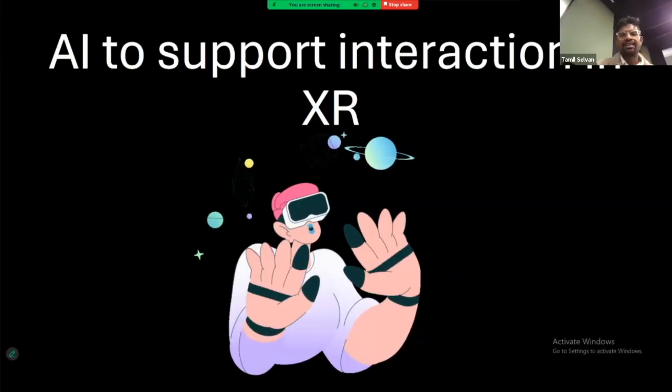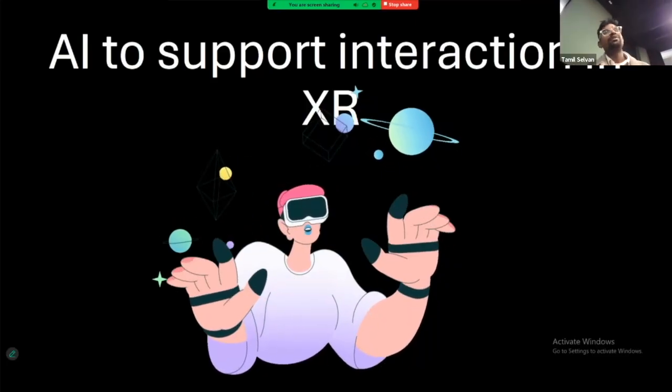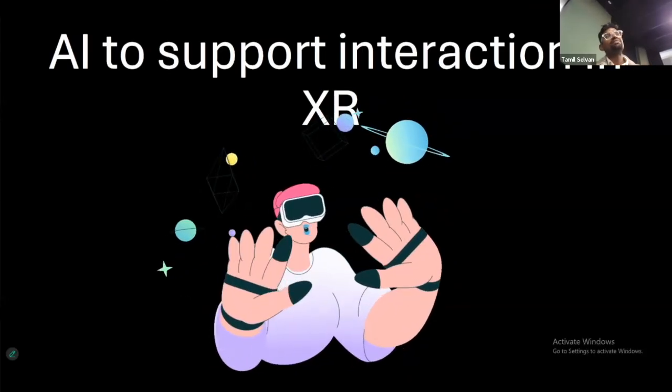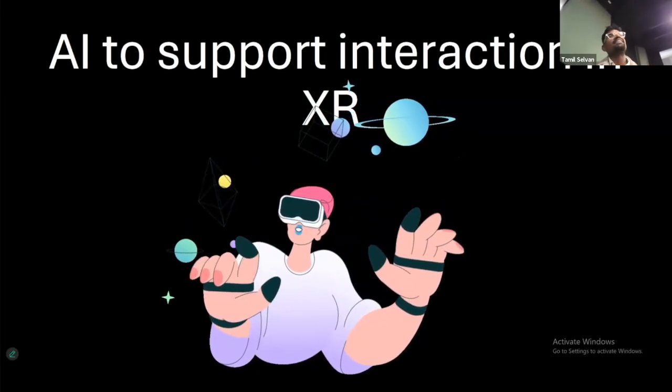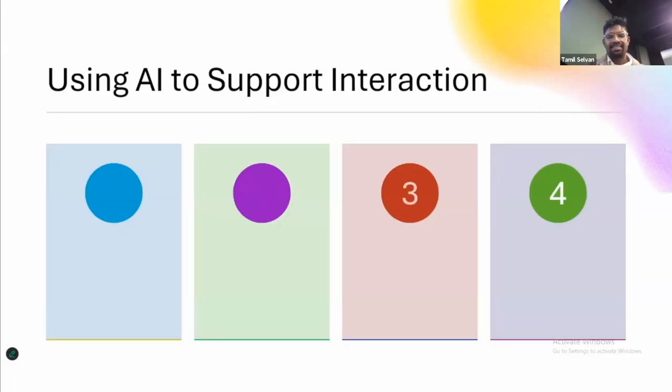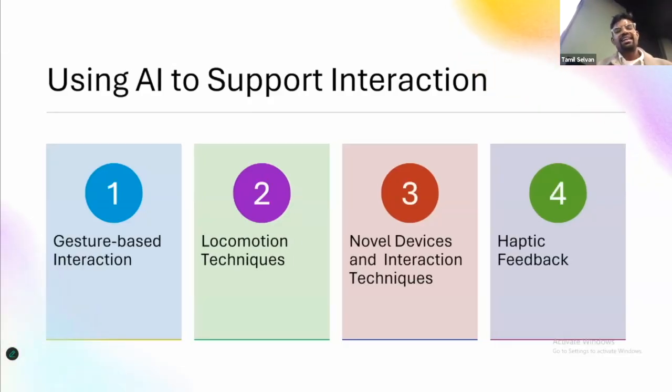That was quick. Then, how AI supports interaction in XR. Until now we tried to understand users. Now that we understand users, how do we utilize that information to enhance the experience in XR? There are four ways. One is gesture based interaction, and the second one is locomotion technique. The third one is to create novel devices and interaction techniques, and the last one is haptic feedback.